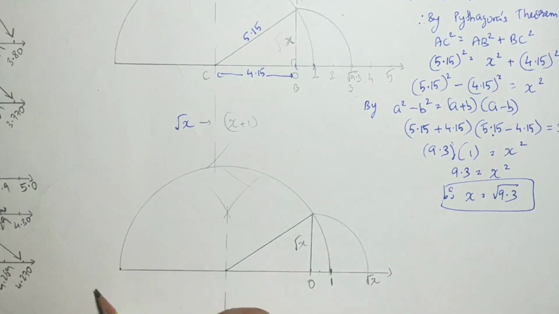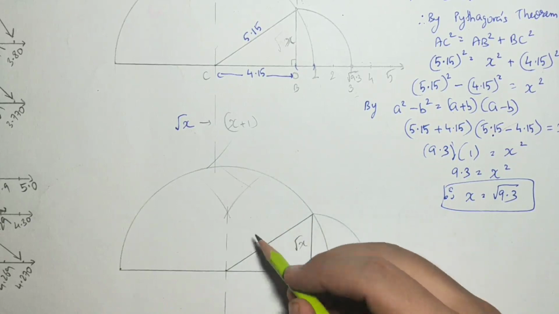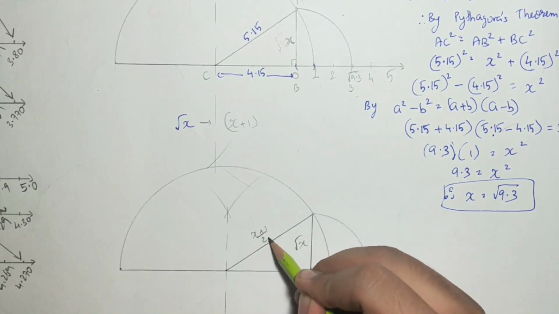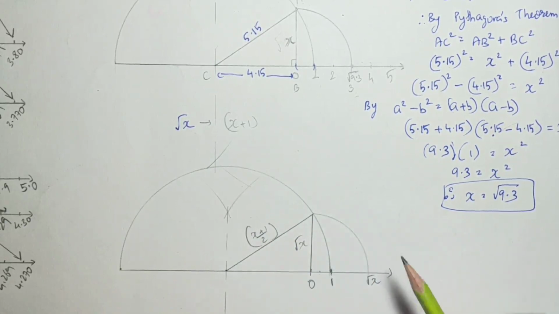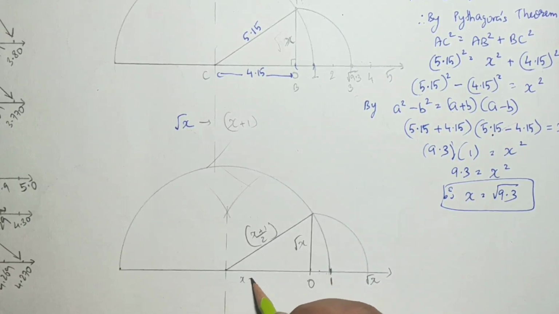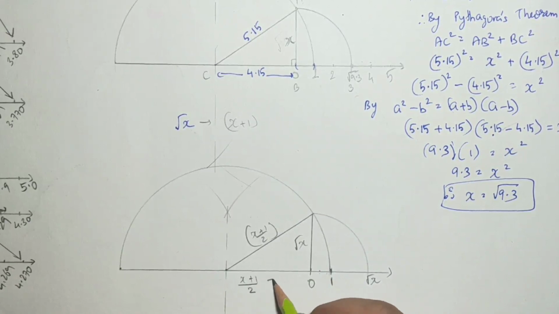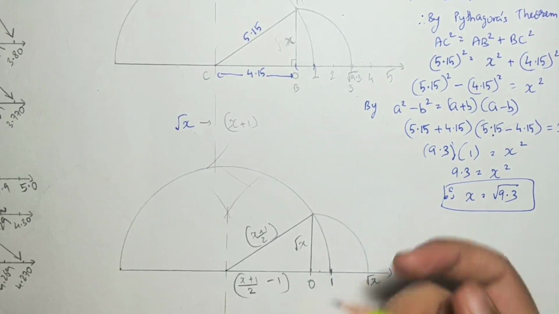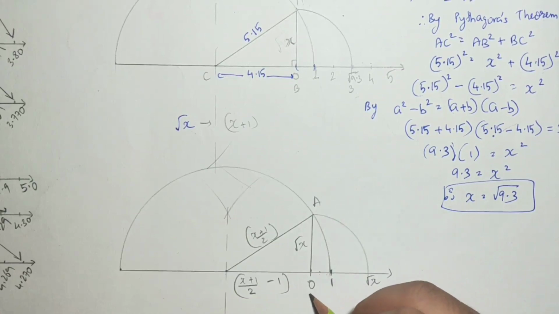Radius means total was x plus 1. The total was x plus 1. So radius will be (x plus 1) divided by 2. This will be total (x plus 1) divided by 2 minus 1. So this will be (x plus 1) divided by 2 minus 1. I am again naming them as A, B, C.